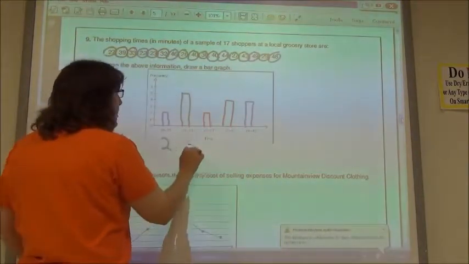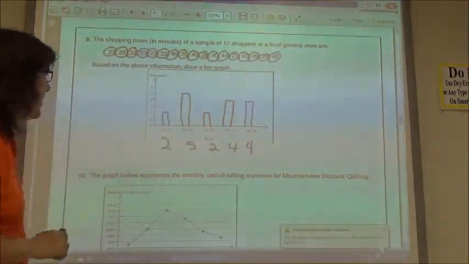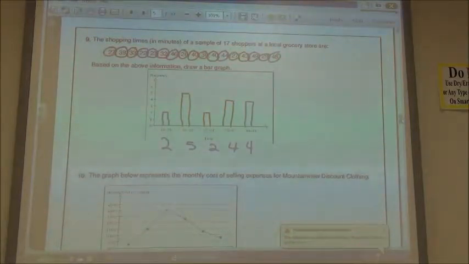So we had 2, we had 5, we had 2, we had 4, and 4. 8, 9, 10, plus 7 would be 17. Got them all counted up. So our graph should look something like that.